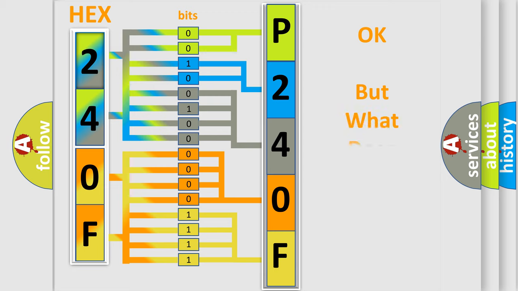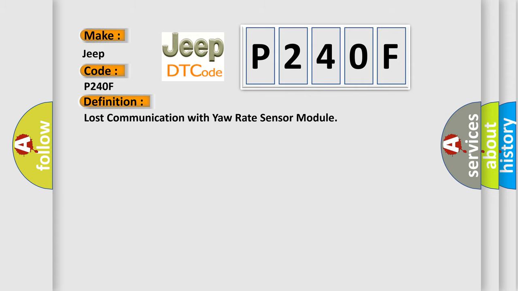The number itself does not make sense to us if we cannot assign information to what it actually expresses. So, what does the diagnostic trouble code P240F mean specifically for Jeep vehicles? The basic definition is lost communication with the yaw rate sensor module. And now here is a short description of this DTC code.